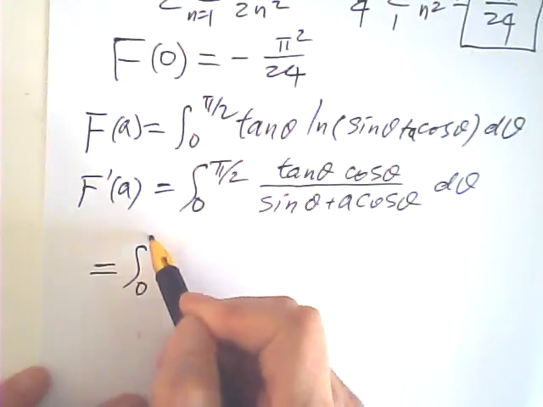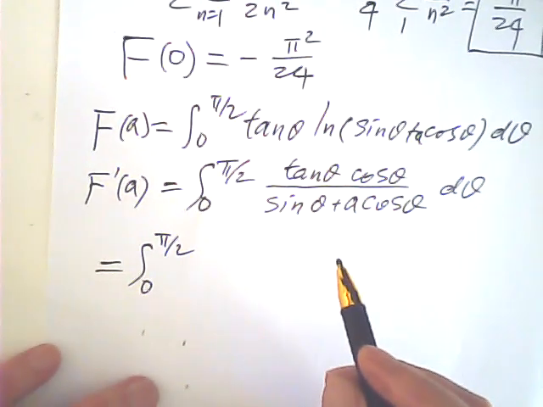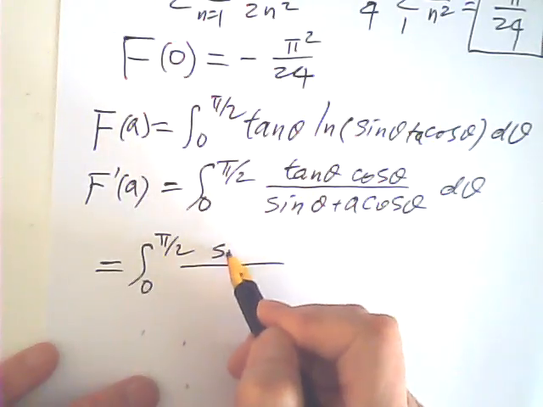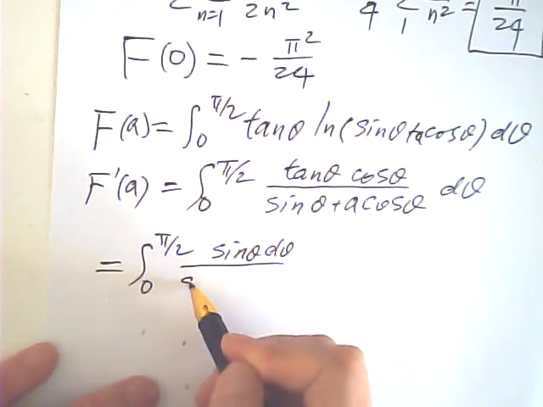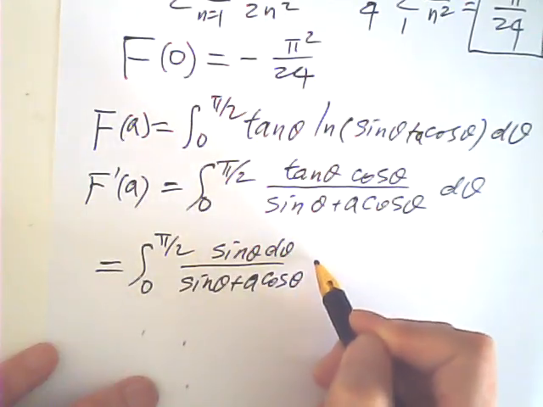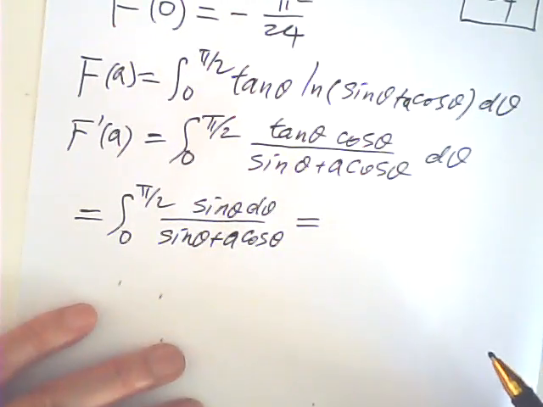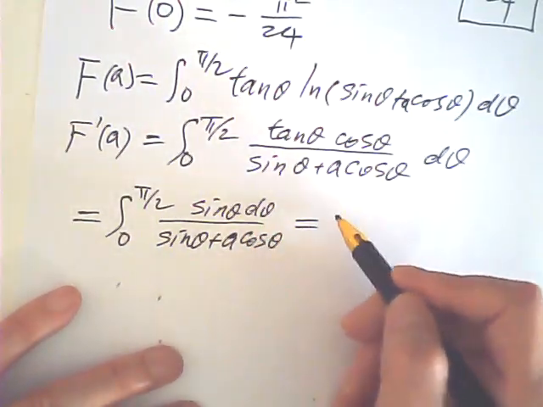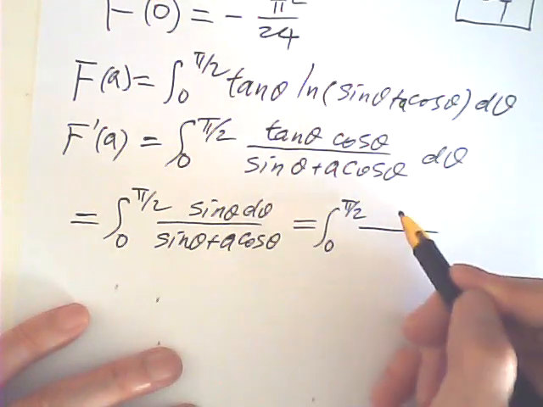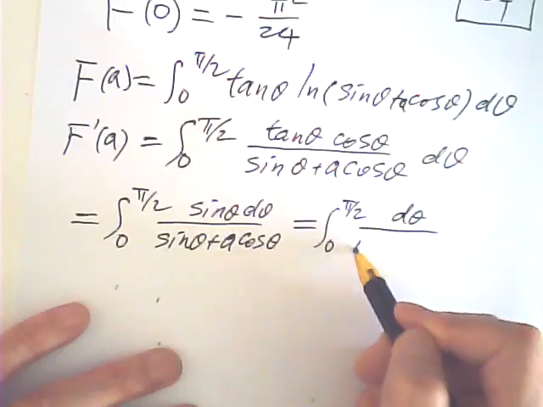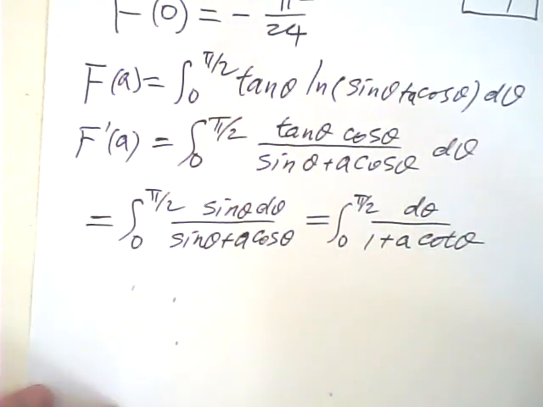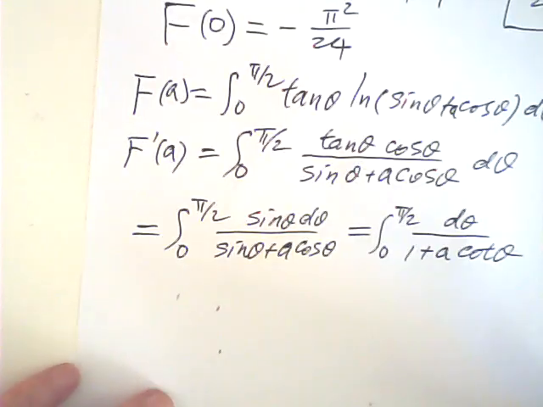Okay, this is 0 to pi, and this becomes a sine theta plus a cosine theta. And I divide by sine everywhere. You get this, d theta. This will be 1, and this will be a times cotangent theta. Wow, things are getting a little better.